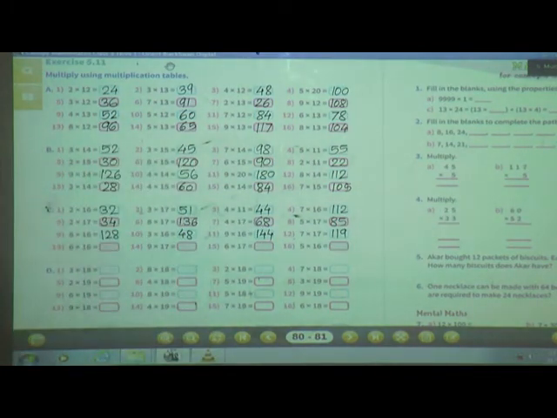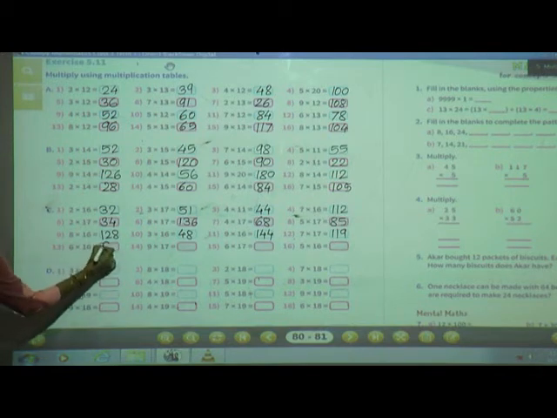Okay. Next, 6 into 16. Now which table you will say? 16. 16 6s are, yes, say the table of 16. 16 6s are 96. Correct. So we'll write here 96.